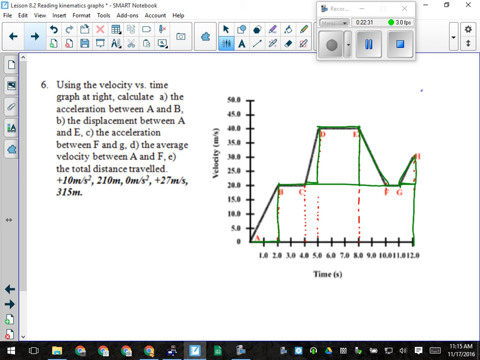Remembering that when we find those areas, we're taking average velocity and multiplying it by time. That's really what we're doing when we calculate those areas.